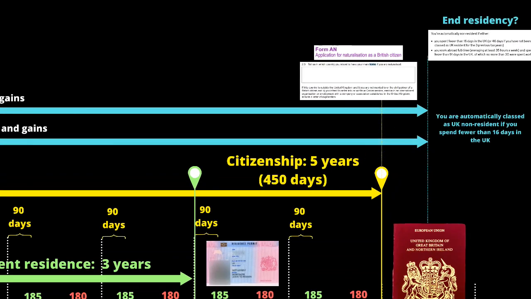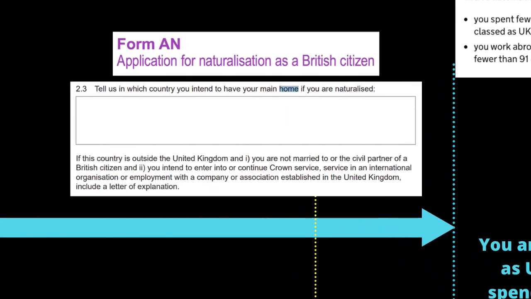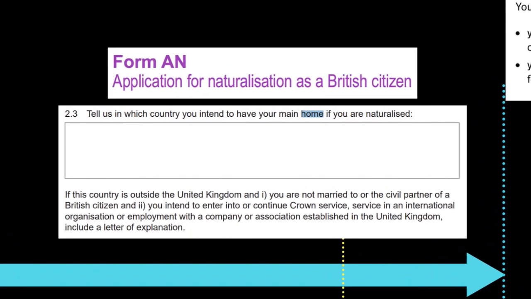When you apply to naturalise as a British citizen, you have to complete Form AN. And this is the question. I'll just zoom in a bit so you can see this. Tell us in which country you intend to have your main home if you're naturalised. If this country is outside of the UK, and you're not married to or the civil partner of a British citizen, etc., then include a letter of explanation. Now, this declaration could cause you an issue.